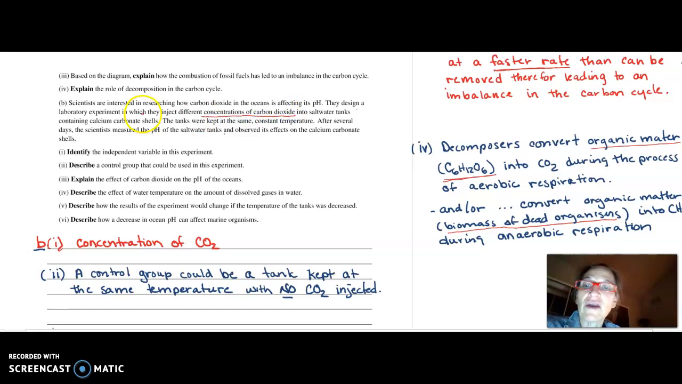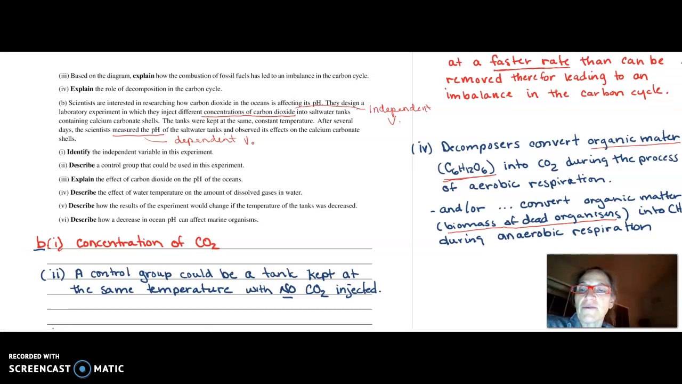So that's what they're doing, right? They're injecting. And so this would be our independent variable into saltwater tanks containing calcium carbonate shells. The tanks were kept at the same constant temperature, so that's important. After several days, the scientists measured the pH. So what they're measuring is the dependent variable of the saltwater tanks and observed its effect on the calcium carbonate shells.